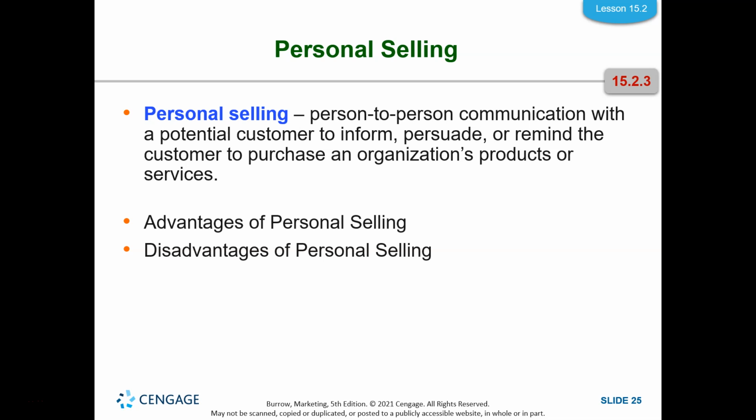One personal selling example you might be familiar with is Sunrun, solar panels. They're out there on their own all the time doing personal selling. You may have seen them. I know I have in my neighborhood.